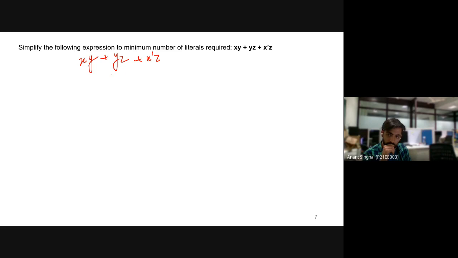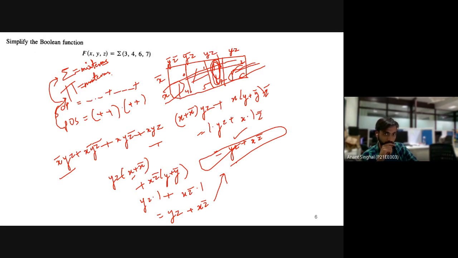Okay, someone has done it. Venkata, xy plus x bar z. Okay, we'll check if it is correct or not. You can take a hint from the last question. It is similar to the last question only.